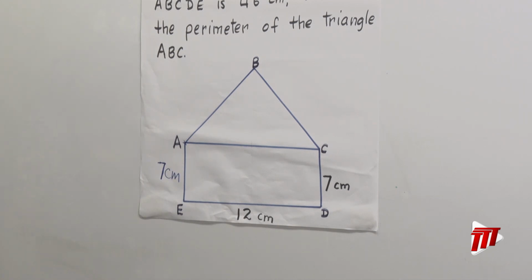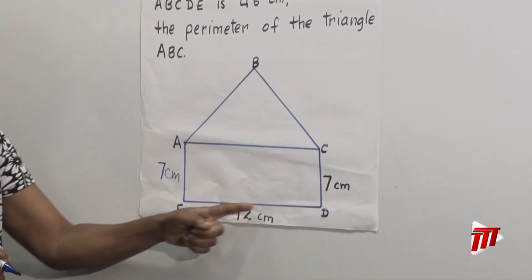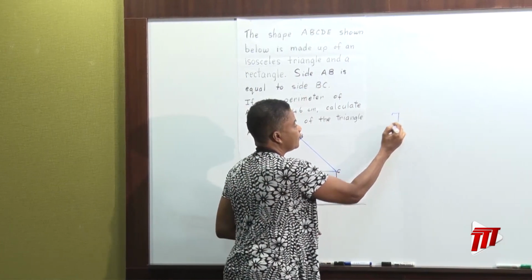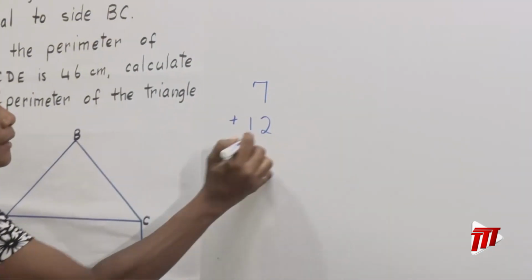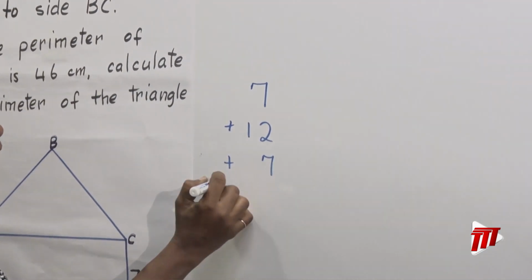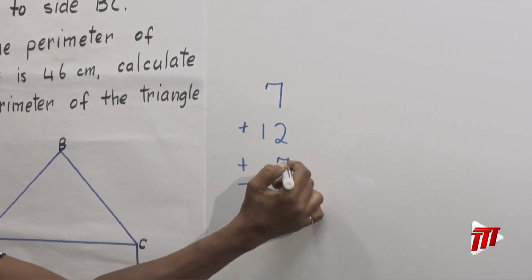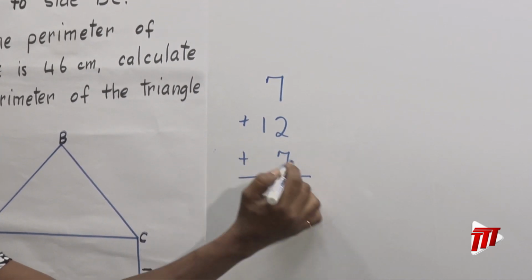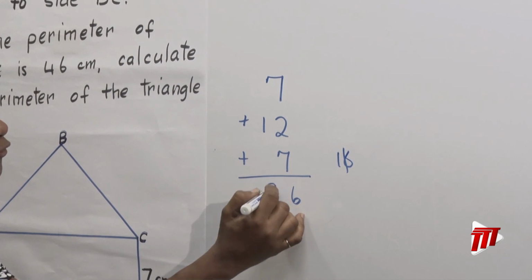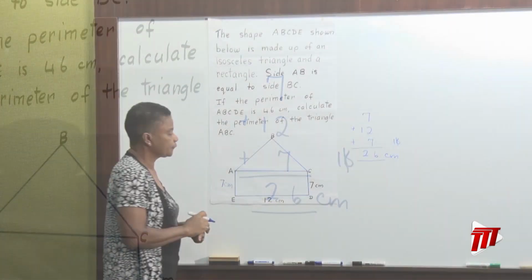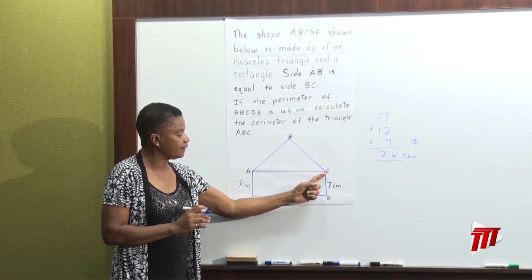So far we have 7, 12, and 7. Let's see how much we have so far. 7 plus 12 plus 7. That will give us 7 and 2, 9, and 1, 10, and 6, 16, and 1 and 1 is 2. 26 centimeters. Do we need to count AC?